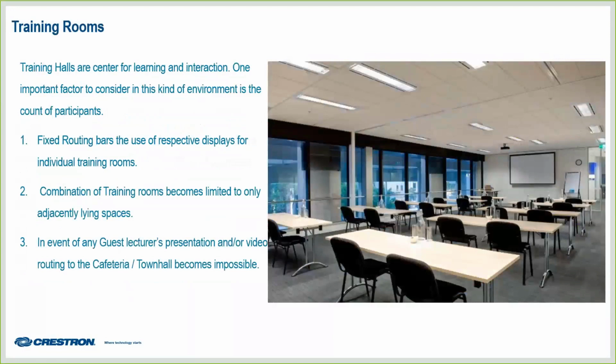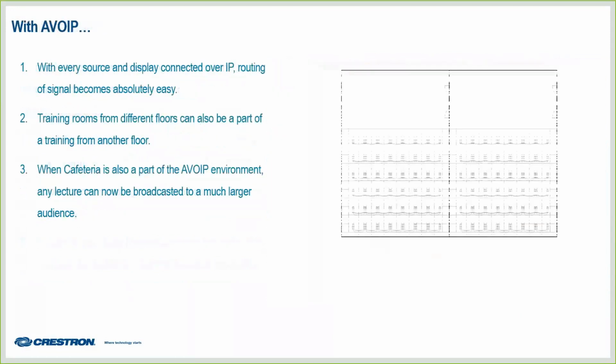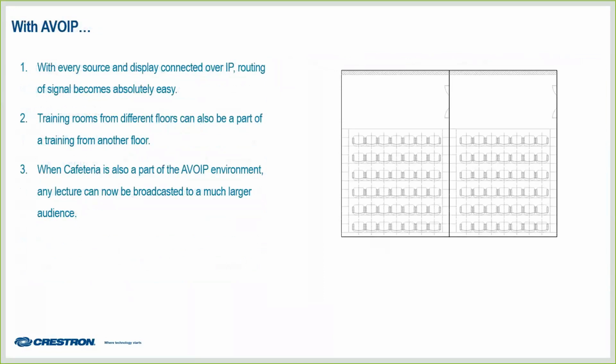So now, when we talk about integrating AV over IP into this particular case scenario, what happens is, because my input sources are all lying on the IP, as well as my display destinations are also relying on the IP, routing of these particular signals from anywhere to anywhere within the same network becomes easy. And not only that, if there is one training room happening on one particular floor of your office, we are now able to route that particular training session in progress to any other floor of your office where there is maybe a training room, or in fact, even a small meeting room also.